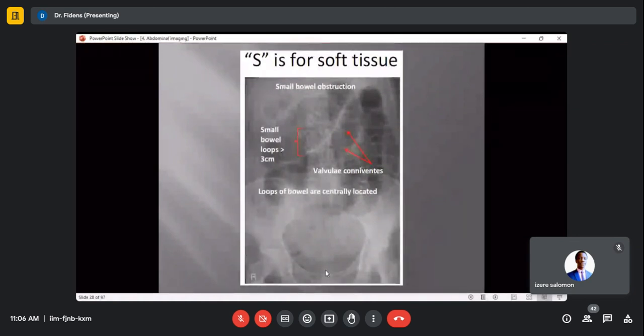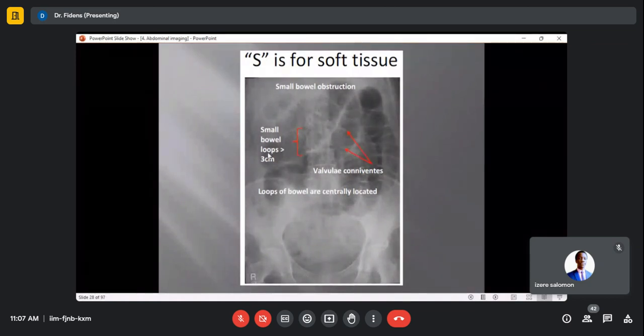So in a diagnosis like this, small bowel obstruction, because the small bowel is dilated, I'm very sure that this is small bowel because it is centrally located. They have valvulae conniventes within them, and the large bowel is collapsed peripherally. Small bowel dilated, but the large bowel collapsed, meaning this is small bowel obstruction. Okay.